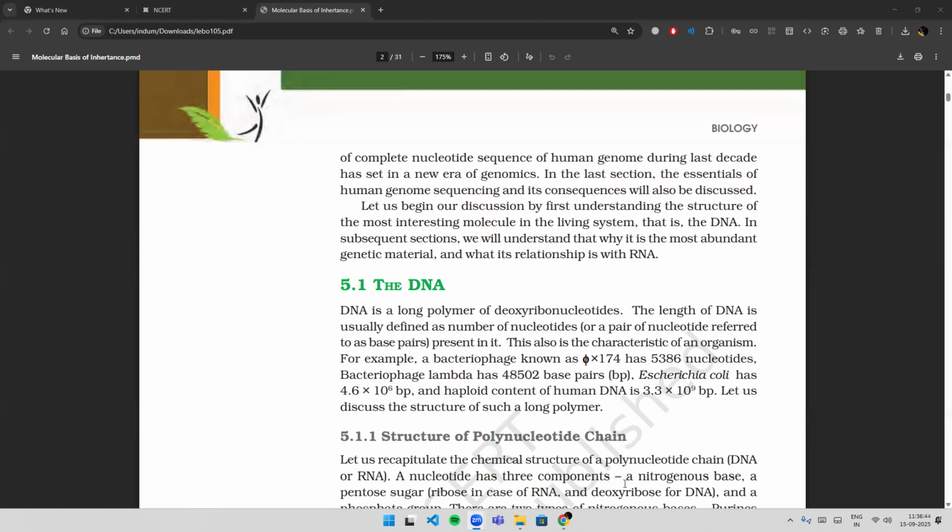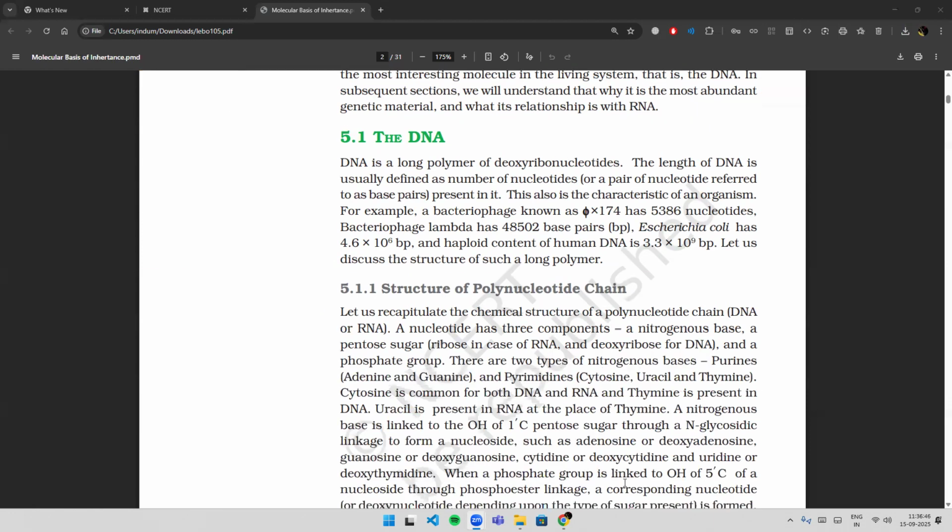5.1. The DNA. DNA is a long polymer of deoxyribonucleotides. The length of DNA is usually defined as number of nucleotides, or a pair of nucleotides referred to as base pairs, present in it. This also is the characteristic of an organism.